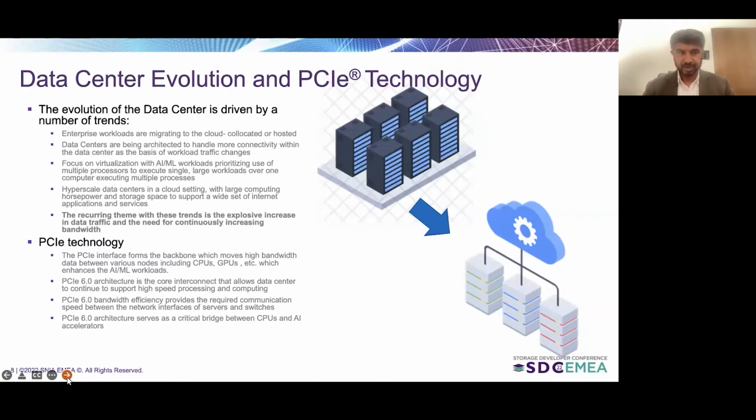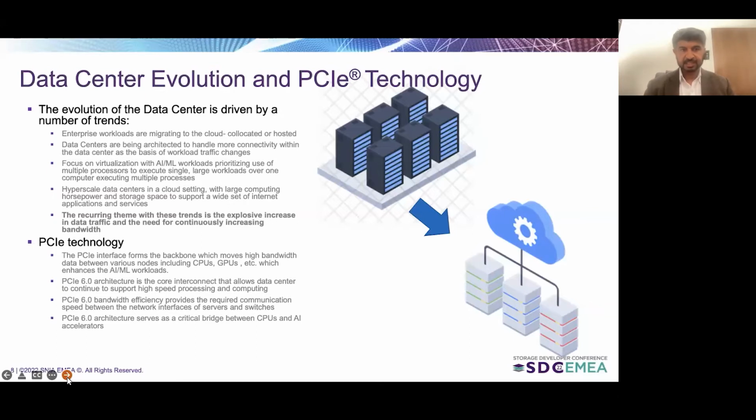As we know, enterprise workloads are migrating to the cloud, either hosted or co-located. Data centers are being architected to handle more connectivity within the data center as workload traffic changes. There's a focus on virtualization with AI/ML workloads, prioritizing the use of multiple processors to execute single large workloads over one computer executing multiple processes. This is a key evolution that's going to play a major role going forward.